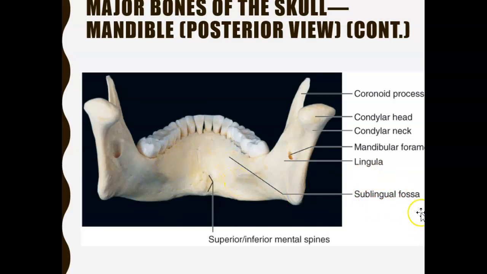So this is where the tongue is, and the fossa is like a depression. This area over here is a depression, so it's a sublingual fossa. Sub means bottom, because it's on the bottom. Lingual means tongue, so it's in the tongue area. Fossa means depression, so this is like a depression here.